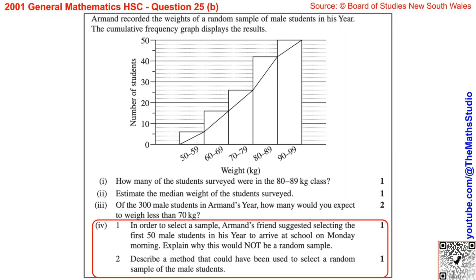Part 4. 1. In order to select a sample, Armand's friend suggested selecting the first 50 male students in his year to arrive at school on Monday morning. Explain why this would not be a random sample. And 2. Describe a method that could have been used to select a random sample of the male students.